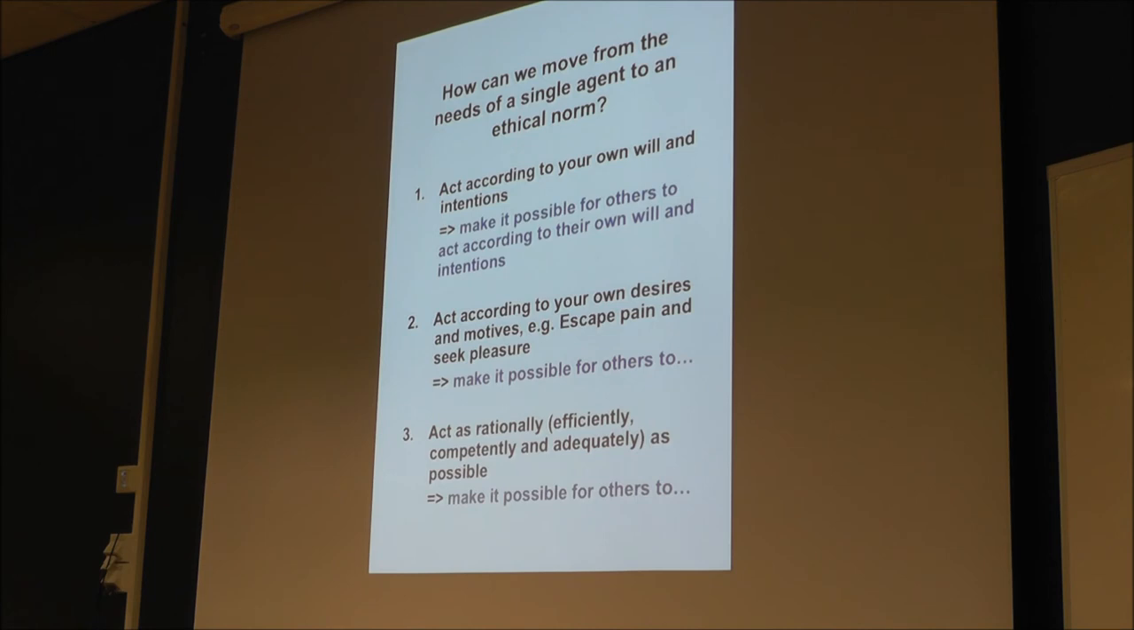So if we have a norm like "act according to your own will and intention," and you want to make that into an ethical norm, we also say "make it possible for others to act according to their own will and intentions." That's passing from having this need only for yourself to trying to make it possible for other people to have the same need. Or number two, act according to your own desires and motives, for example, escape pain and seek pleasure. If you want to make that into an ethical norm, then you say make it possible for other people to act according to their own desires and motives, to escape pain and seek pleasure. So don't hurt other people. Give other people pleasure. Number three, act as rationally, efficiently, competently, and adequately as possible. That's for yourself. But if you also try to make it possible for other people to act rationally, efficiently, competently, then it's an ethical norm. So it's passing from just looking out for yourself to looking out for the well-being of others. That's the step.